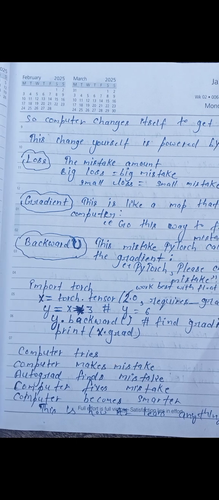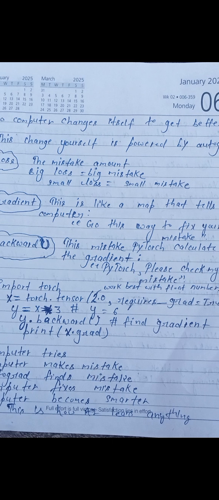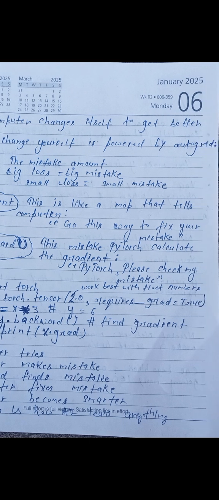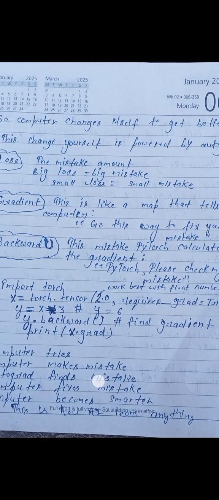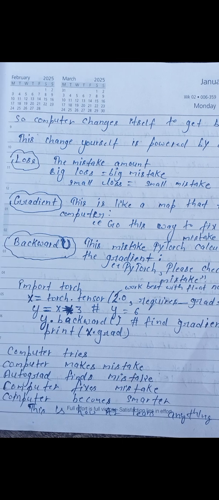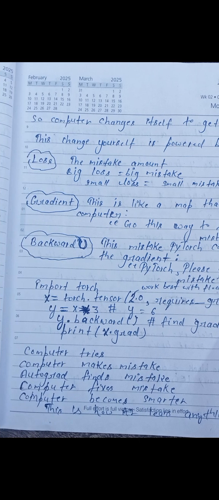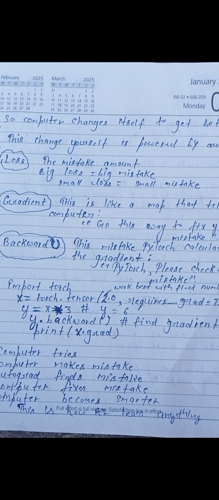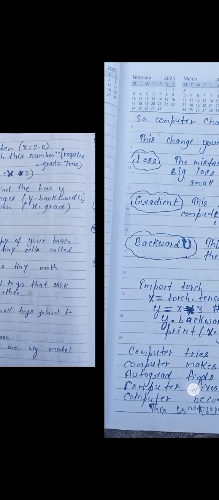Here we have a small code: import torch, x equals torch.tensor of 2.0. Why 2.0? Because it works best with float numbers, and requires_grad equals True. Then y equals x times 3, y.backward finds the gradient, and print x.grad. The computer tries first, then it makes a mistake. Autograd finds the mistake, the computer fixes it, and the computer becomes smarter. This is how AI learns anything.